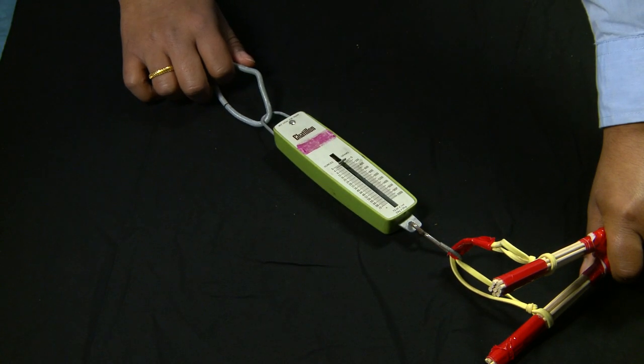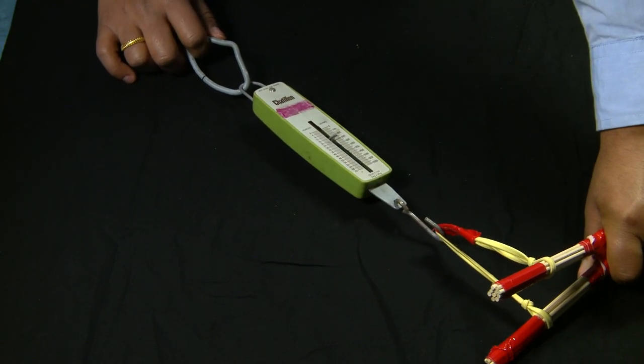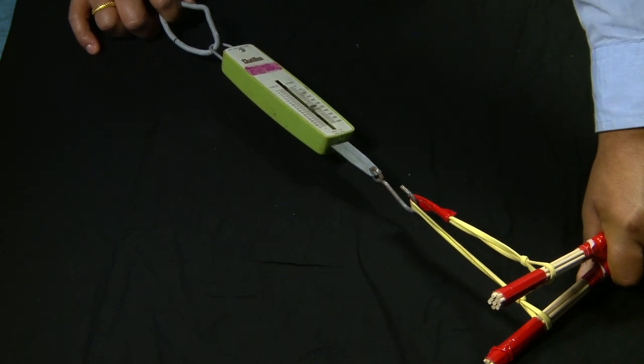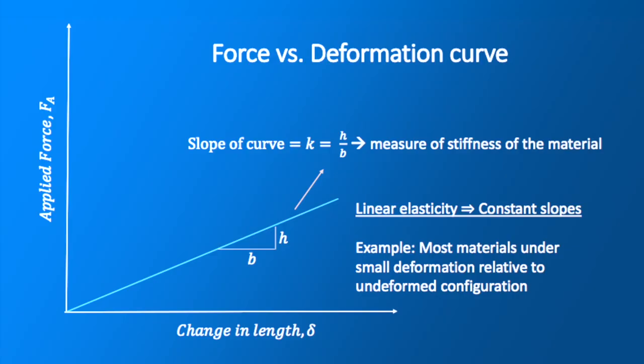I can pull this rubber band slowly in a controlled manner and observe the amount of force using a force meter. I can then plot an increasing sequence of measured forces and corresponding changes in length of the solid as points on a force versus deformation graph. If the points lie on a straight line, then we can say that Hooke's law of linear elasticity holds. The slope of this straight line can help us determine the spring constants from such measurements.